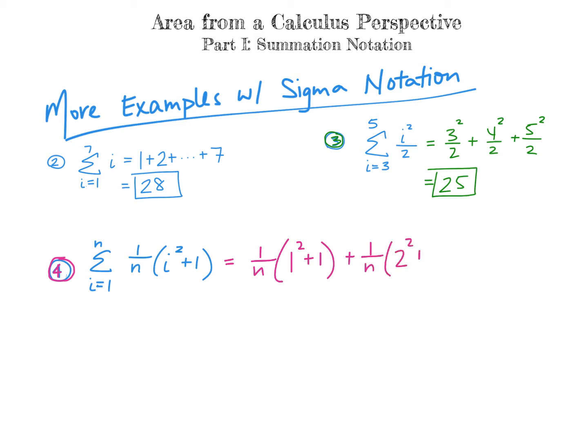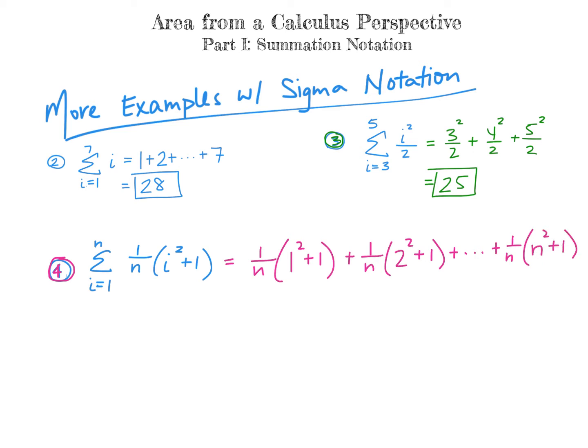Then our third term would be plugging in 3, and so forth. However, we do not really have a place to stop, so I'm going to just do dot, dot, dot, and then our final term is when we plug in n, whatever n may be. So I'm just going to plug in n everywhere there's an i for our final term, and there we go.